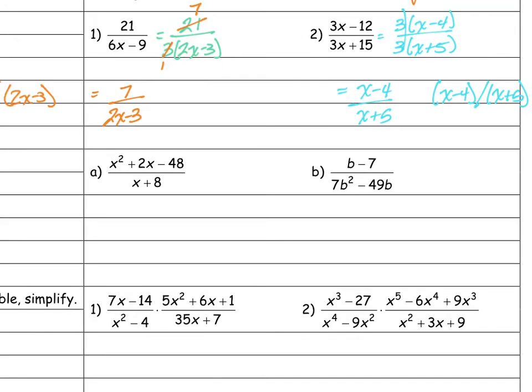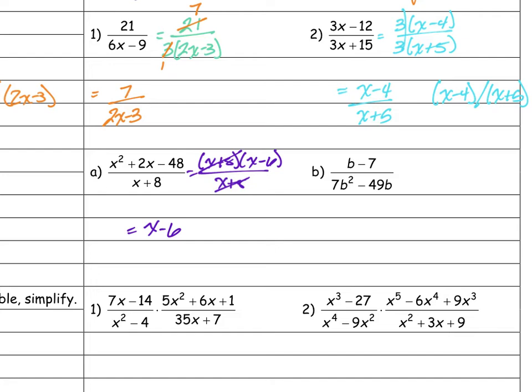So the first thing I'm going to do is factor. And that's the first thing we do all the time, if I can, is just factor. So the top is going to factor to x plus 8 and x minus 6 all over x plus 8. And then my x plus 8s are the same. So my answer is x minus 6.